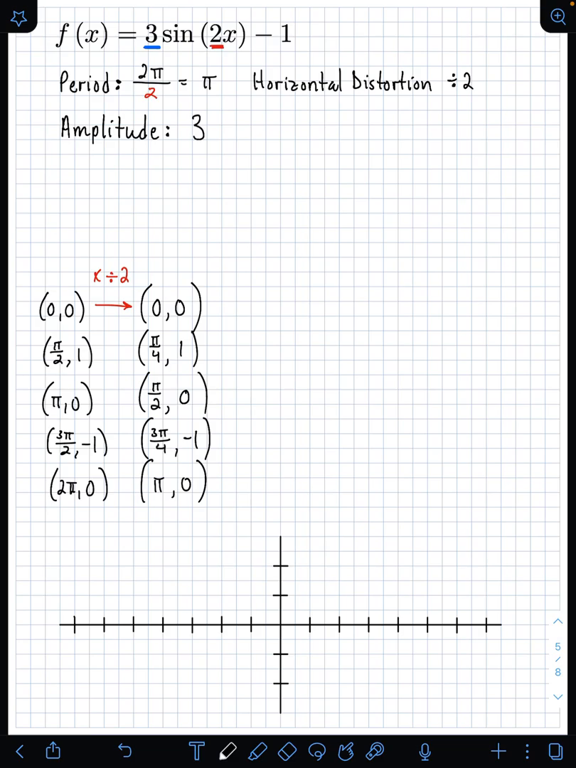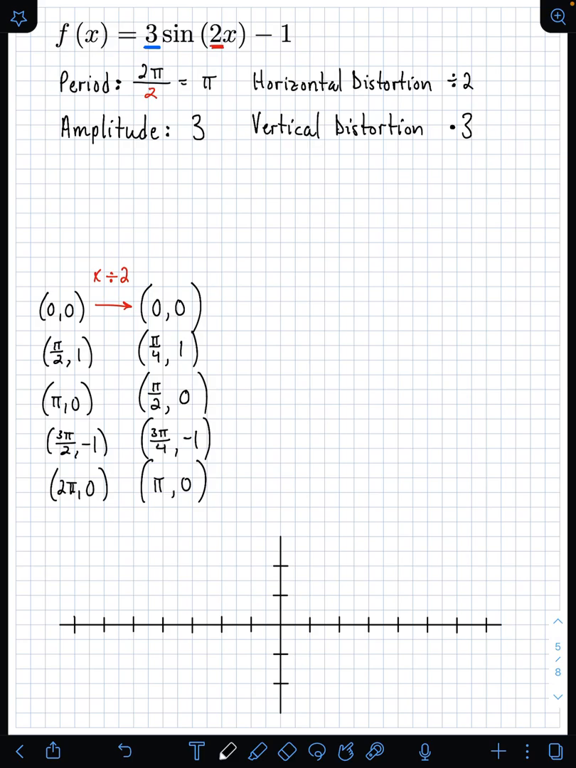The amplitude is that value of 3 because we have a vertical distortion by a factor of 3. It causes the wave to rise higher above its midline and fall lower below its midline than it otherwise would do.